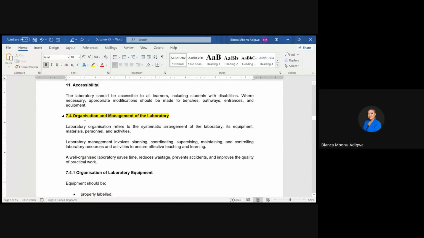We also quickly looked at organization and management of the laboratory. And we said it is the systematic arrangement of the lab and everything inside it. While laboratory management involves planning, coordinating, supervising, maintaining, all those administrative things that you do to ensure effective teaching and learning. I need you to know the difference between lab organization and lab management.